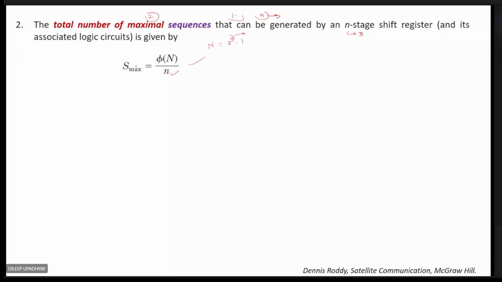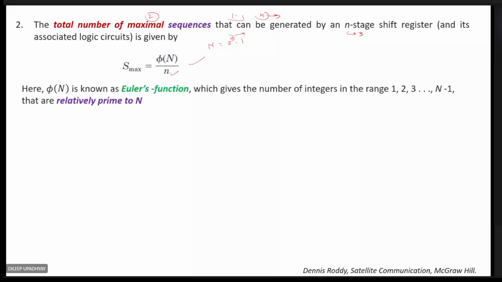We can calculate S max, but not until we know what phi is. So let us see what phi is. Phi is nothing but the Euler function. Phi N is known as the Euler function. So how can you calculate the value of this Euler function? If you are able to calculate it, and N is known, we can calculate S max, and that tells you how many maximal sequences are possible.